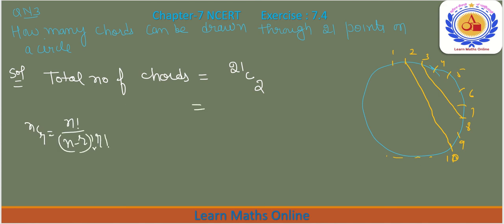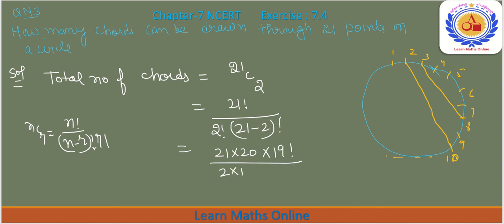By applying the same formula here, 21 factorial over 2 factorial into 21 minus 2 factorial, and 21 factorial can be written as 21 into 20 into 19 factorial, and here 2 into 1 into 19 factorial. These two terms will be cancelled out and we are left with 210. So the total number of chords which can be drawn through the 21 points on the boundary of the circle is 210. Next question.